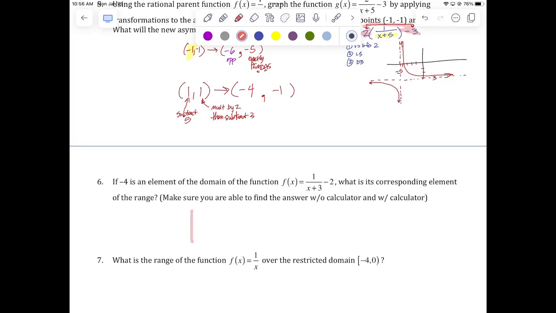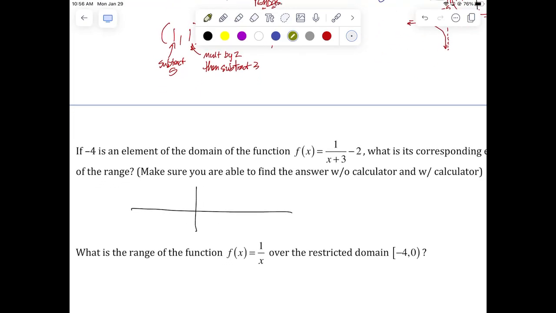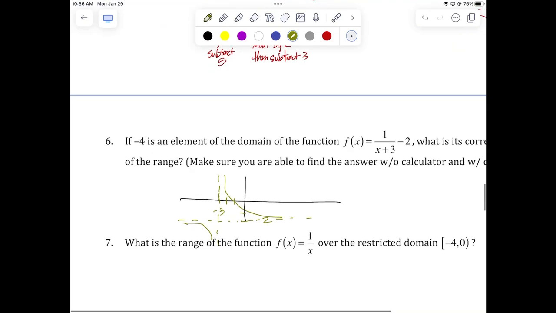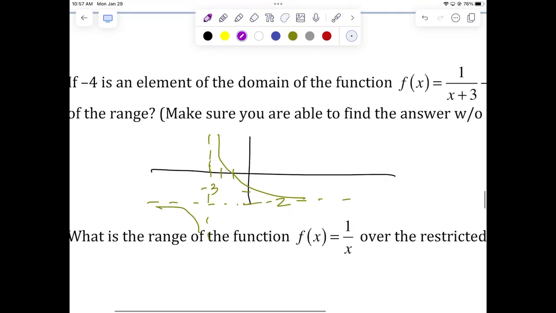Let's think about what that's asking us to do. First of all, I could sketch this pretty easily just by looking at it. What is the plus 3 going to do? Minus 3. So I come over here to minus 3 and I draw my vertical asymptote. The minus 2 moves everything down 2, so I put my horizontal asymptote here. And then the graph's going to live here and here. It says there is an element, call it negative 4, right there. What's its corresponding element in the range?